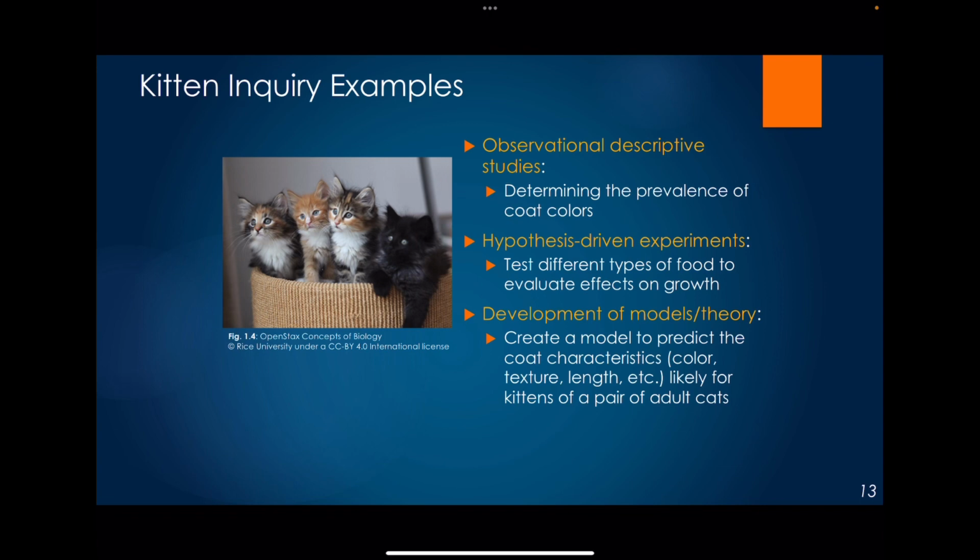So if I have, let's say, a black cat and an orange cat, I can create a model that would say if I have a black cat and an orange cat, then I might get, I don't know, two black cats, one orange cat, and one multicolored one, right? So that would be something where you develop a model.